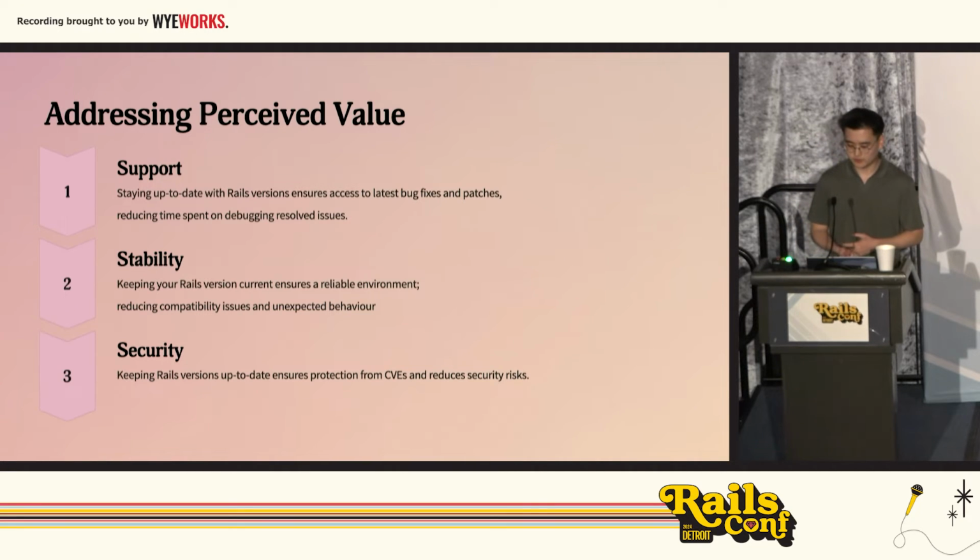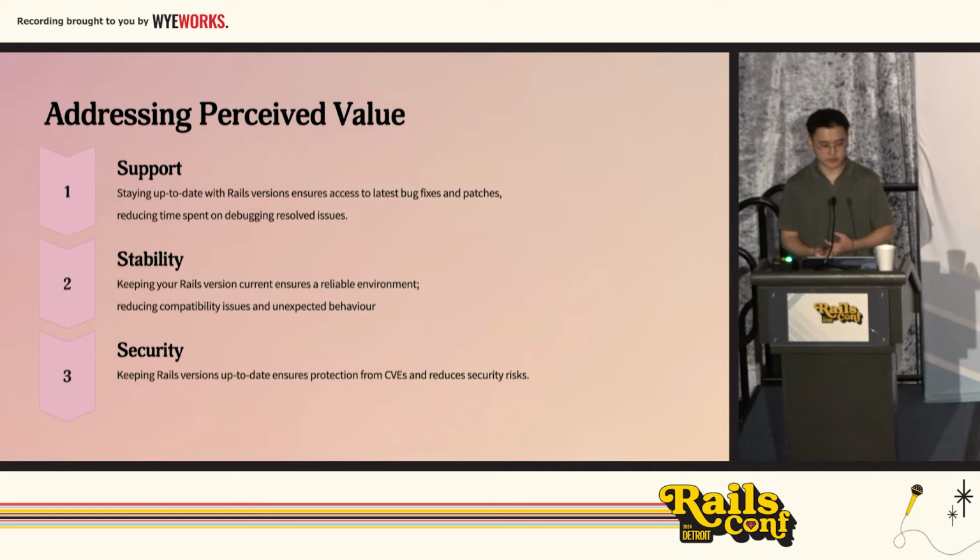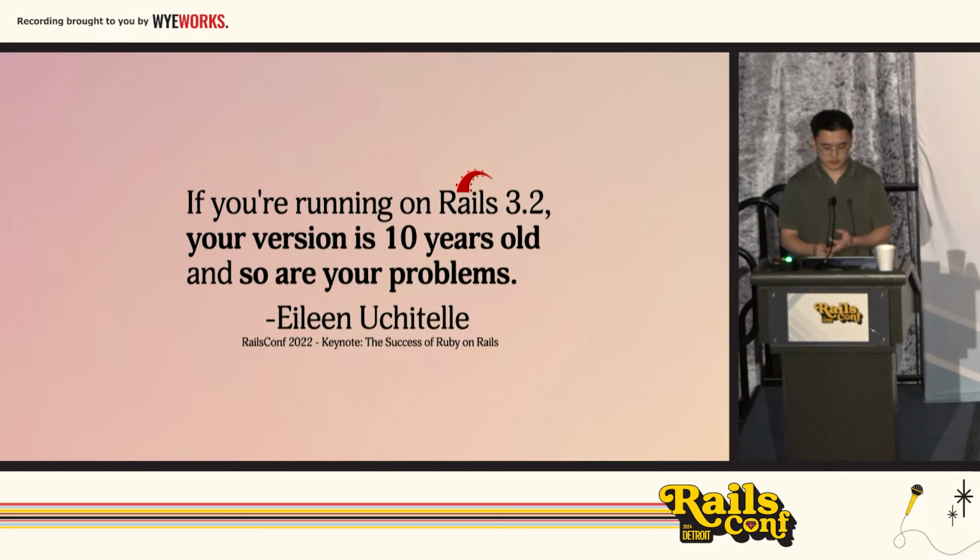The first is support. There is simply no support for bugs in older unsupported versions of Rails. And by staying up to date, you're less likely to be debugging something that was fixed years ago. At a previous RailsConf, Eileen from our team put it best. If you're running on Rails 3.2, your version is 10 years old, and so are your problems.